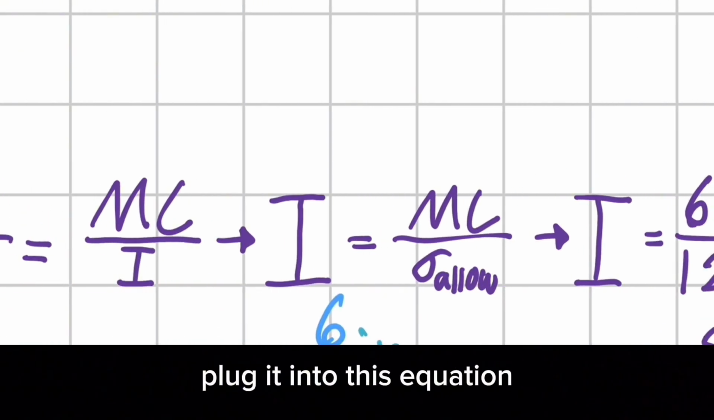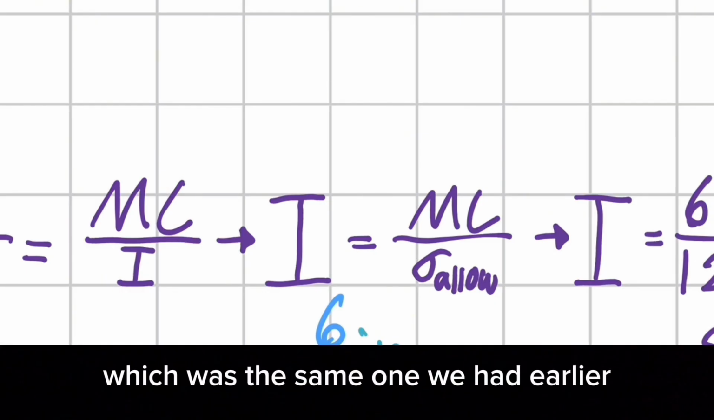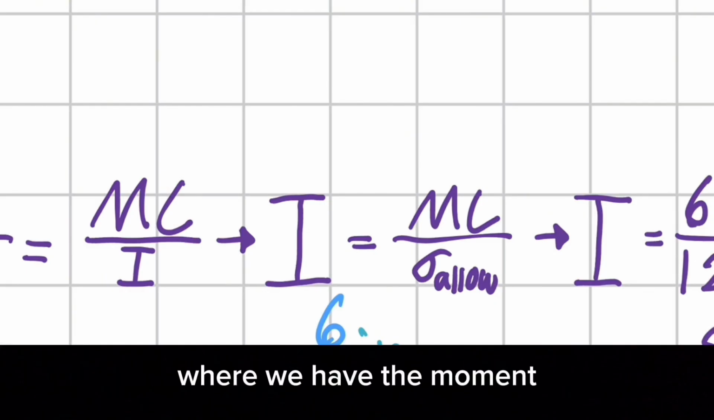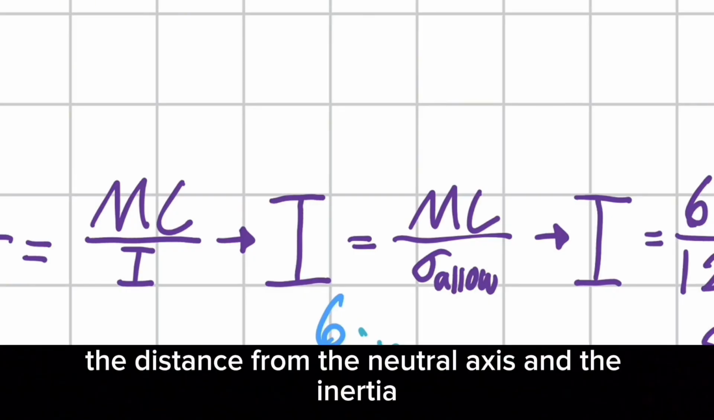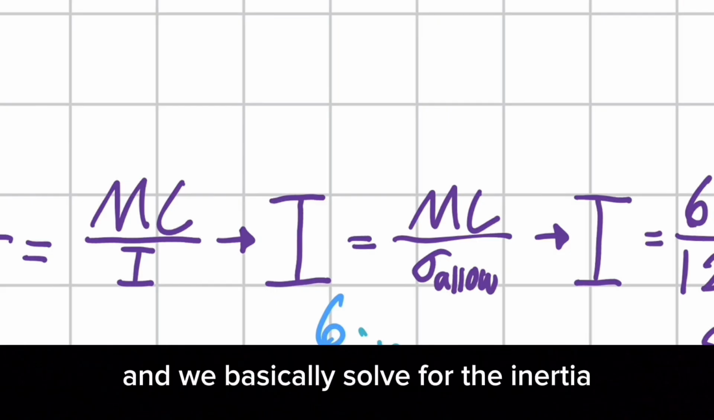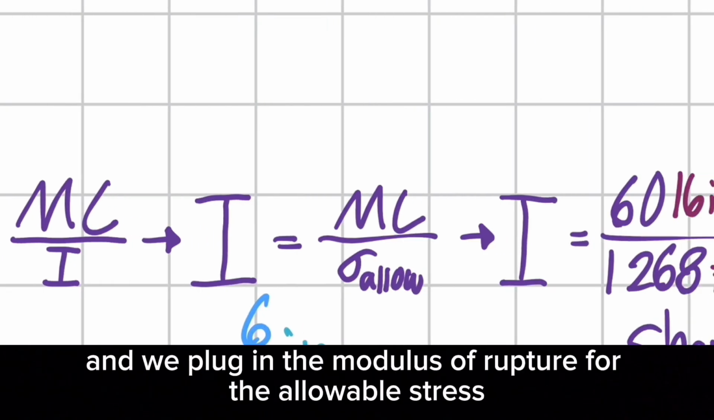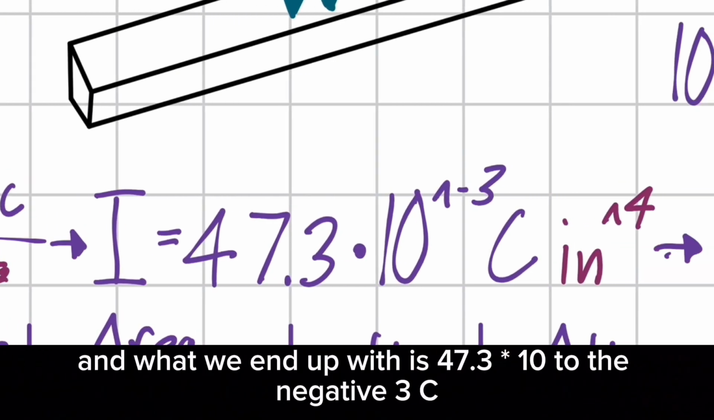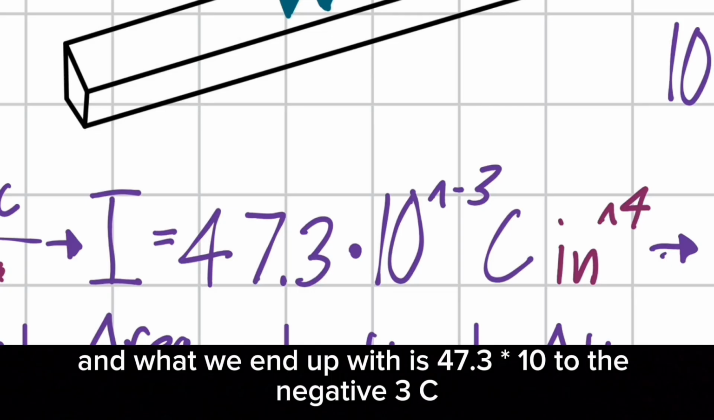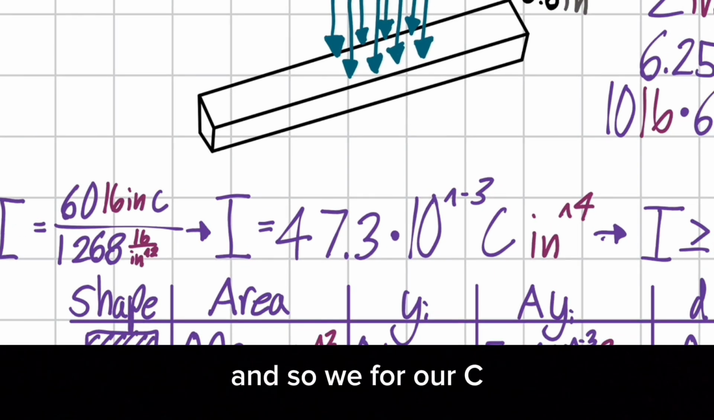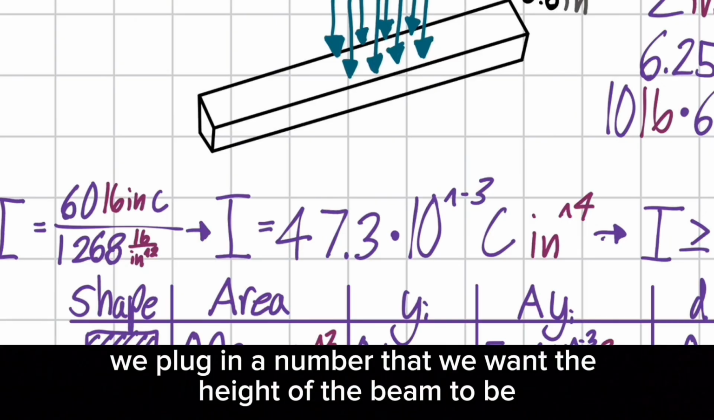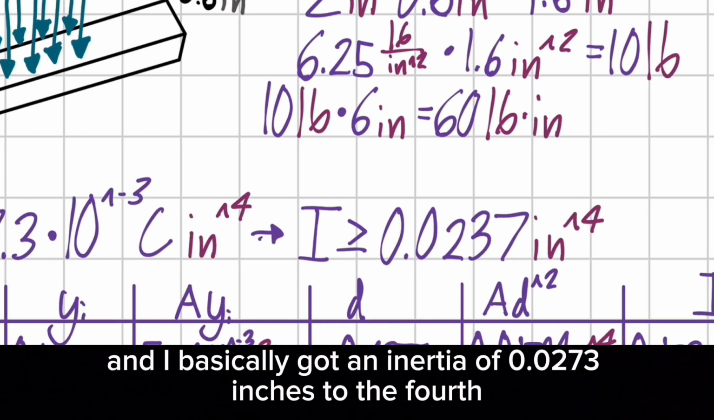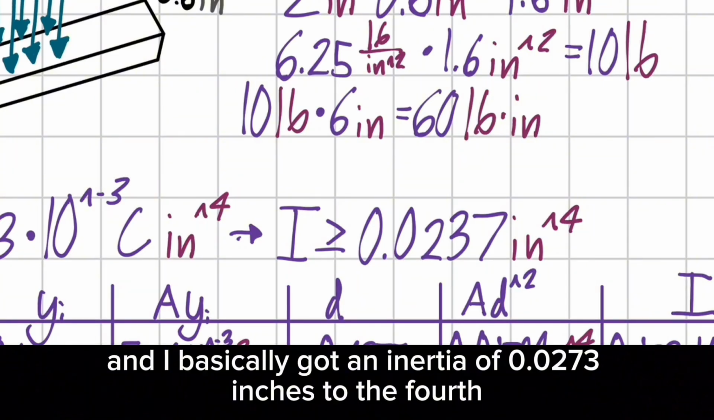Plug it into this equation, which was the same one we had earlier, where we have the moment, the distance from the neutral axis, and the inertia. We solve for the inertia, and we plug in the modulus of rupture for the allowable stress. We also plug in our moment, and what we end up with is 47.3 times 10 to the negative 3 C. For our C, we plug in a number that we want the height of the beam to be. And I got an inertia of 0.0273 inches to the fourth.